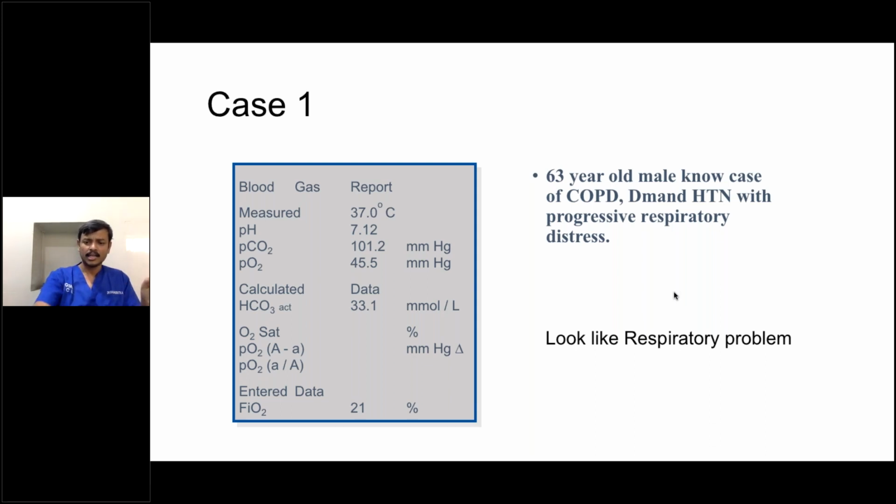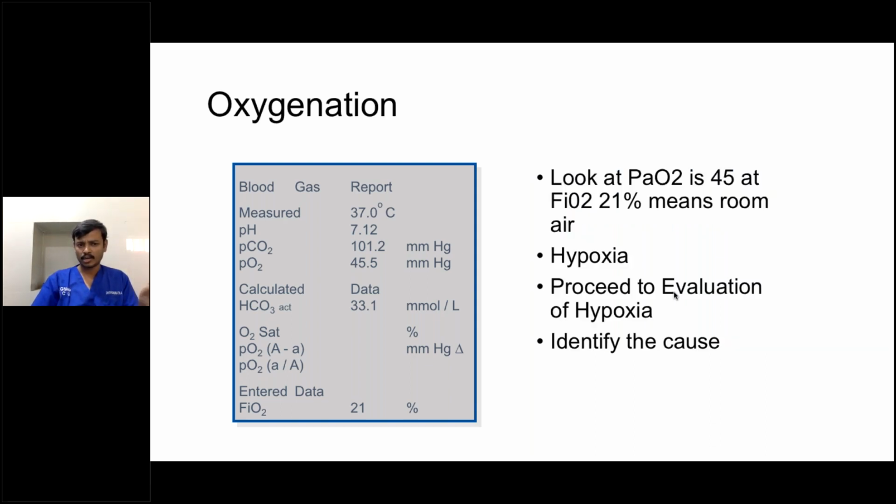Looking at the history. Let's come to the oxygenation. The moment we say oxygenation, we have to look at the PaO2. PaO2 or PO2 in this case is 45.5. It is low definitely, if FiO2 is 21% in room air. So it is hypoxemia or hypoxia. Normally we take less than 60 as hypoxia.